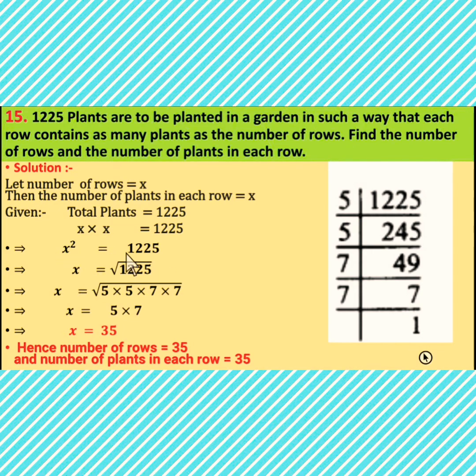When the square goes to the other side, it becomes the square root. So x equals the square root of 1225. Now find the prime factorization of 1225. We get 5 into 5 into 7 into 7. Here 5 makes a pair and 7 makes a pair. So from each pair 5 comes out, and from this pair 7 comes out. 5 into 7 is 35. So x equals 35. Hence the number of rows is 35 and the number of plants in each row is also 35.